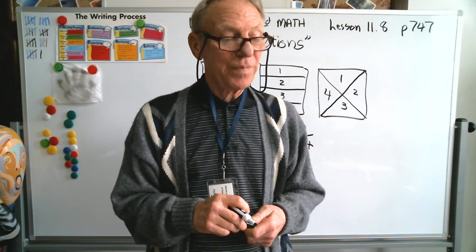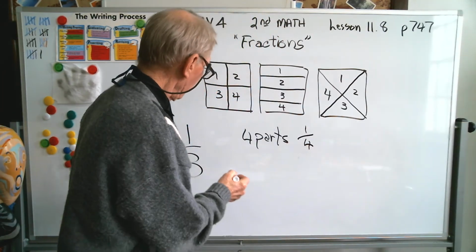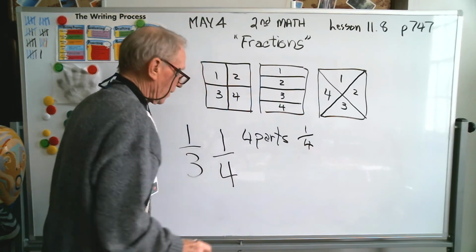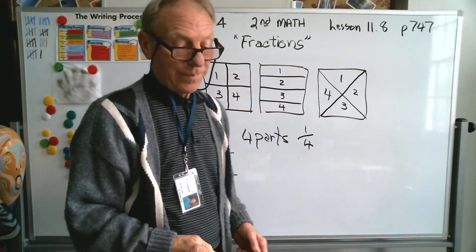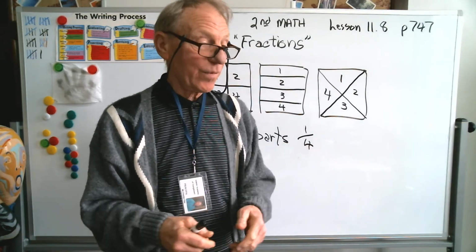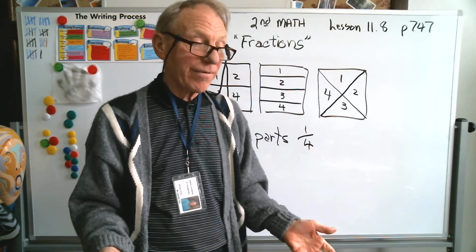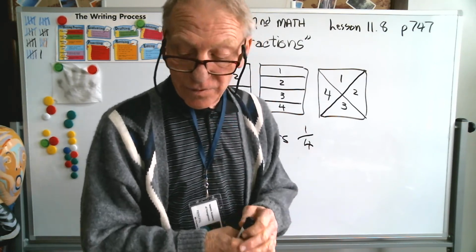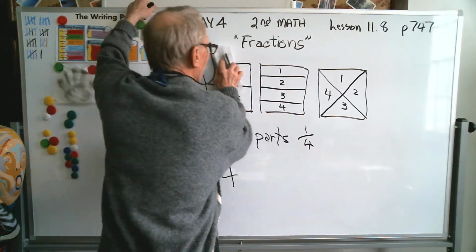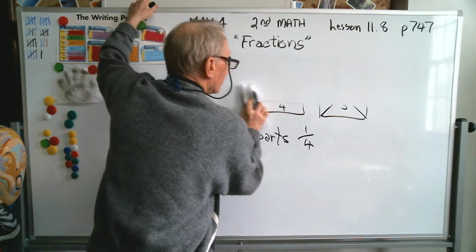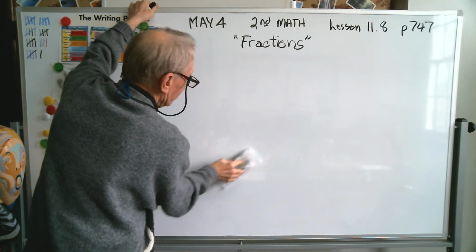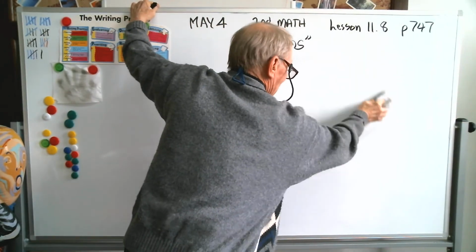And number 2, because there are 4 parts, that is called a fourth. If there were 5 parts, it would be a fifth. And if there were 8 parts, it would be an eighth. So each one represents that fractional part of the whole object. See, I knew they were going to sneak in learning about fractions in this lesson.